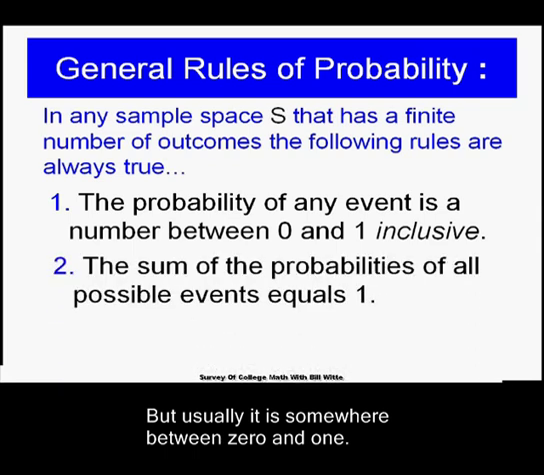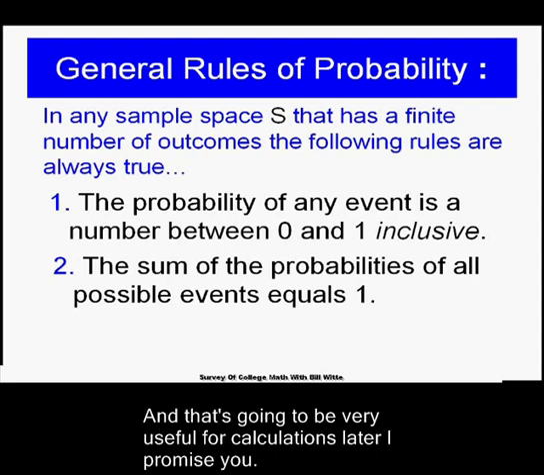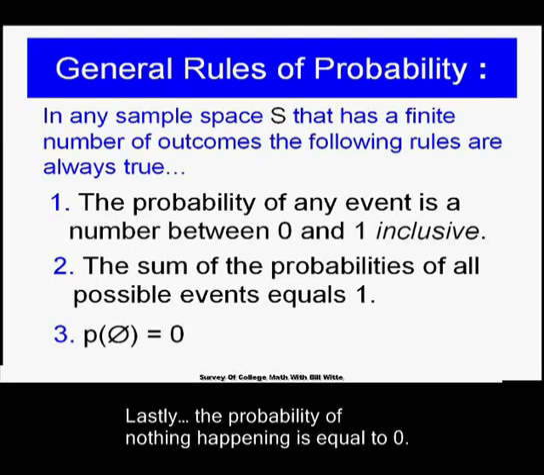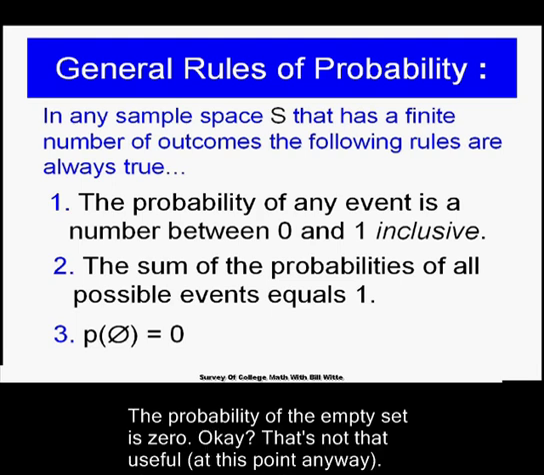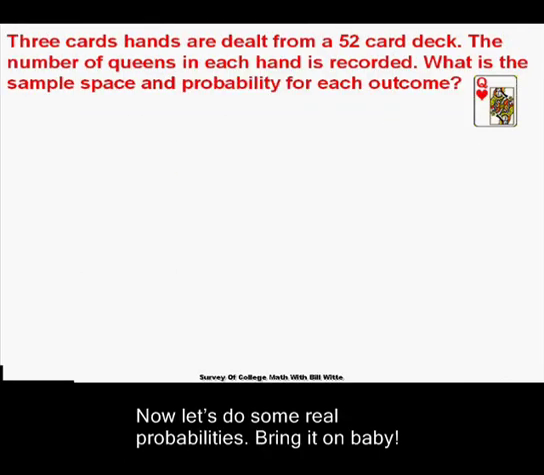Certainly, the sum of all the probabilities is going to equal 1. And that's going to be useful for calculations later. Okay? And, well, duh, the probability of nothing happening is 0. The probability of the empty set is 0. That's not that useful at this point anyway. And now, ladies and gentlemen, let's get ready to rumble! Let's do some real probability.